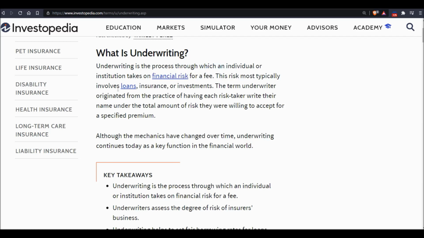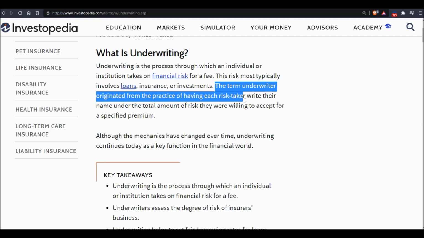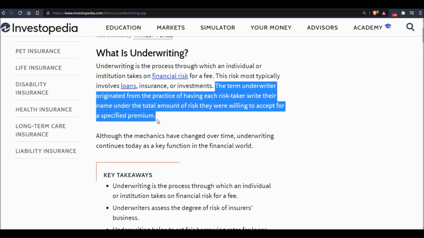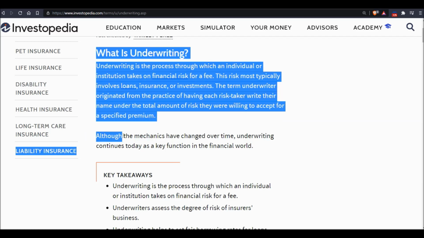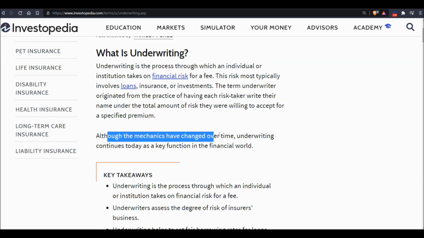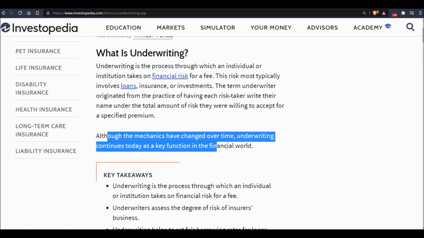This risk most typically involves loans, insurances, or investments. Yeah, we know they trade in the stock market, right? You are aware of all that. The term underwriter originated from the practice of having each risk taker write their name under the total amount of risk they were willing to accept for a specific premium. Although the mechanics have changed over time, underwriting continues today as a key function in the financial world.